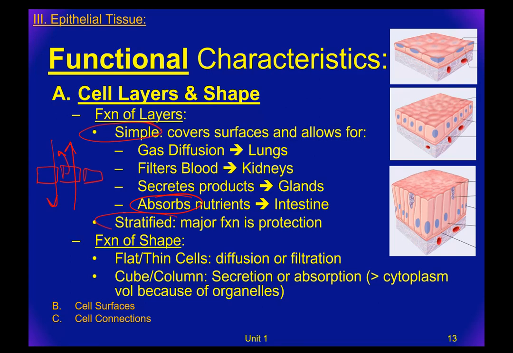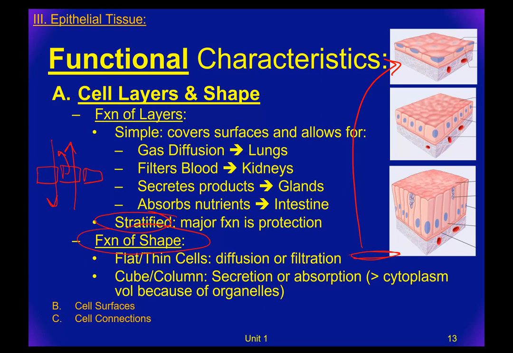If I'm stratified, remember, stratified means more than one layer. My main function is going to be protection, always. That's just the way it works. Now, shape. If I have flat, thin cells, if I've got these squamous-like cells like I have up here, it's going to be diffusion or it's going to be filtration. I need to get things through and I need to do it really easily. Cube or columnar, usually those are going to be involved in secretion and absorption.